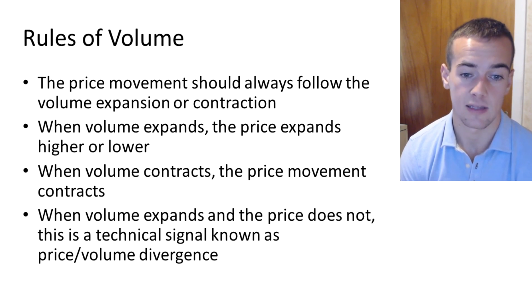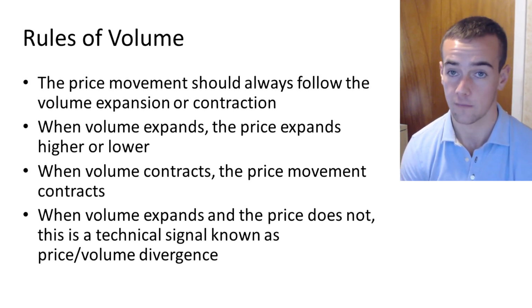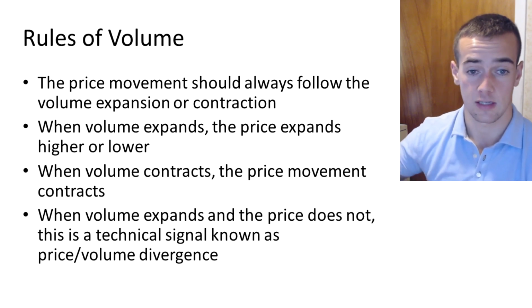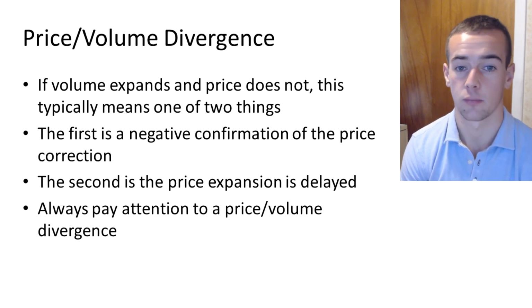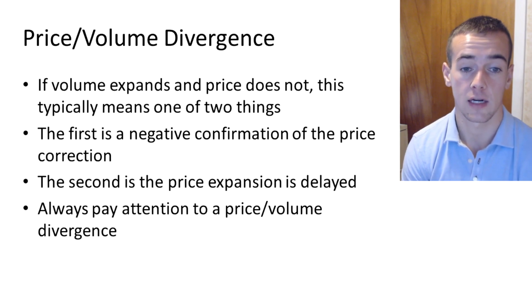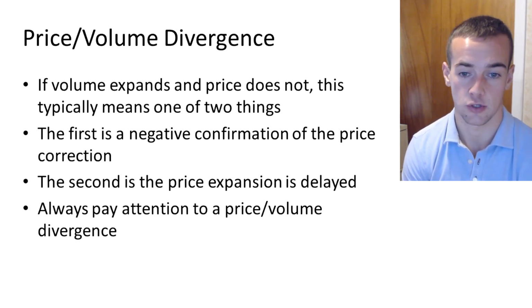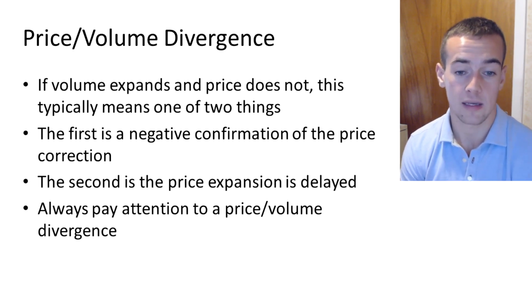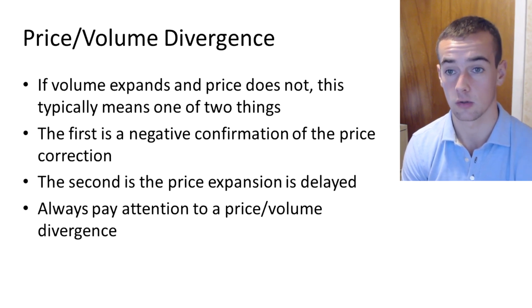Now when volume expands and the price does not, this is a technical signal known as price-volume divergence, and we're going to discuss this in the next slide. So price-volume divergence. If volume expands and the price does not, this typically means one of two things. The first is a negative confirmation of the price correction, and the second is the price expansion is delayed. So always pay attention to a price-volume divergence because this is a very important signal to look at.